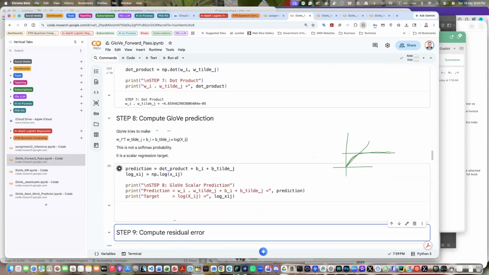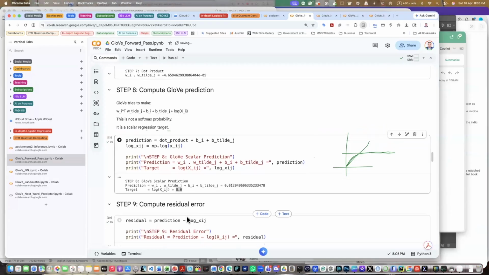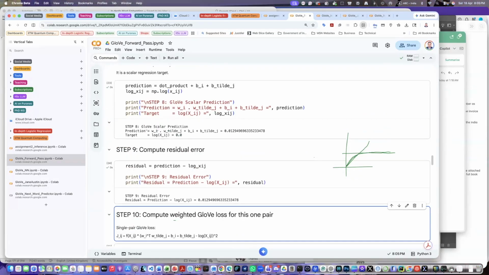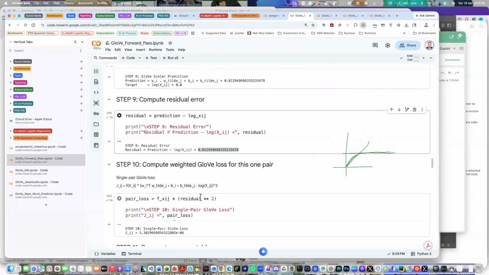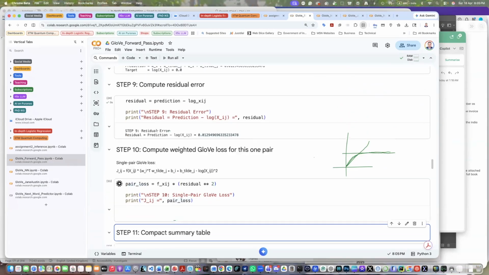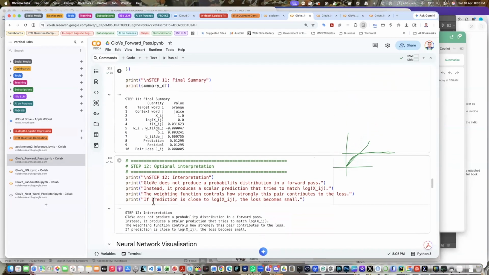So let's check it out. Right now my prediction is giving some value, and the log of xij is 0, so there is some difference between the prediction and the log of xij. This difference is what I have to minimize as much as possible to get the proper calculations for the neural network. So this difference becomes my loss. After I calculate my loss, my forward pass is over.